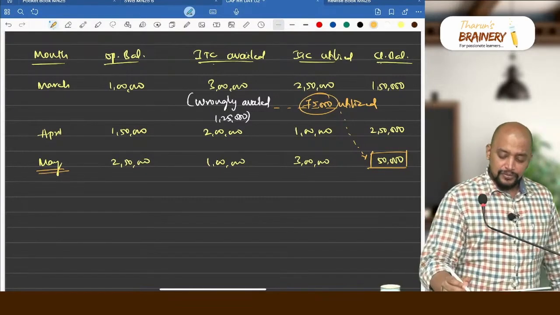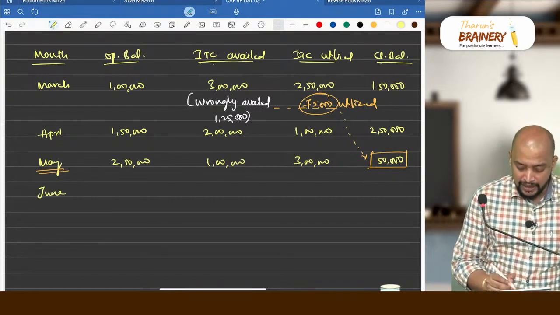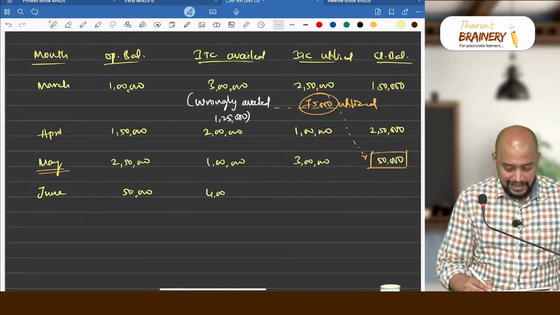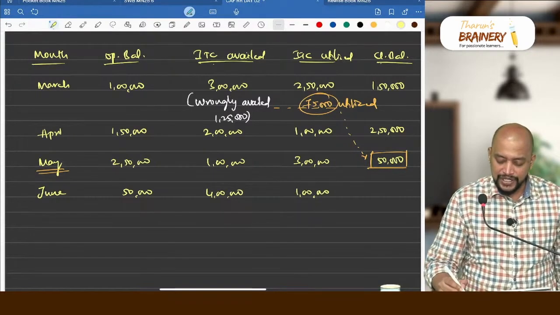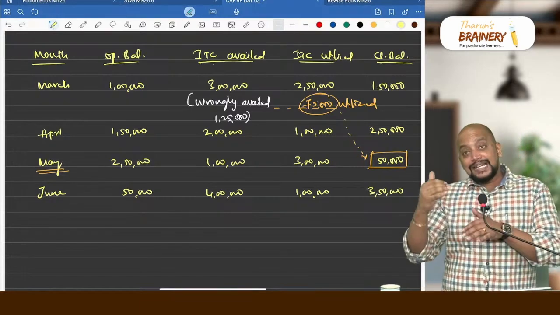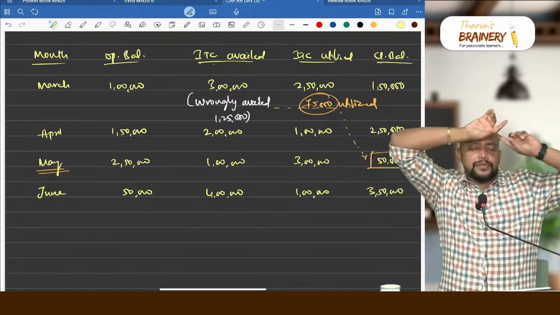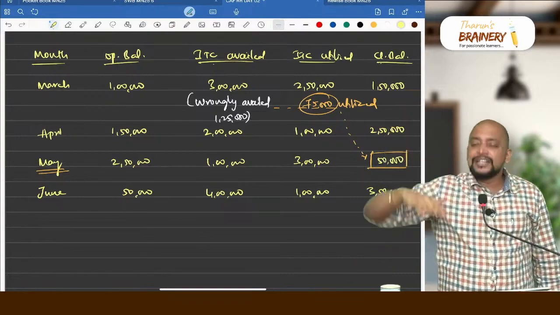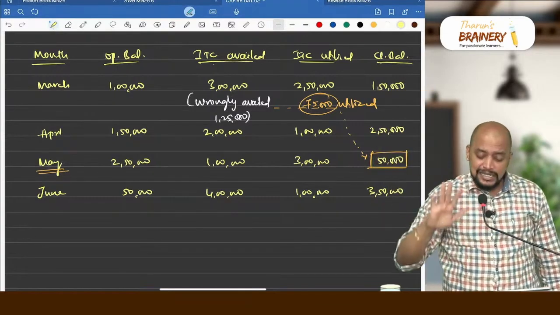And again, it continued like this, and June month opening balance 50,000 and ITC availed 4 lakhs and ITC utilized is 1 lakh and the closing balance is 3,50,000. So when the balance increases, does it mean we have reversed the ITC? No, it does not mean the ITC is reversed. Only when the balance is reduced, the ITC is utilized. When the balance increases, that does not mean ITC is reversed.